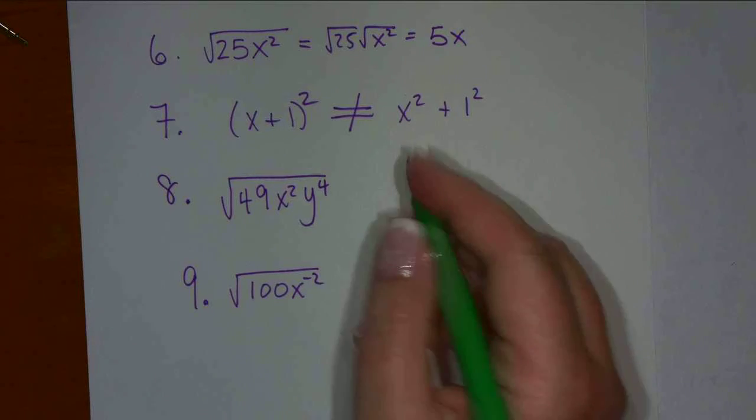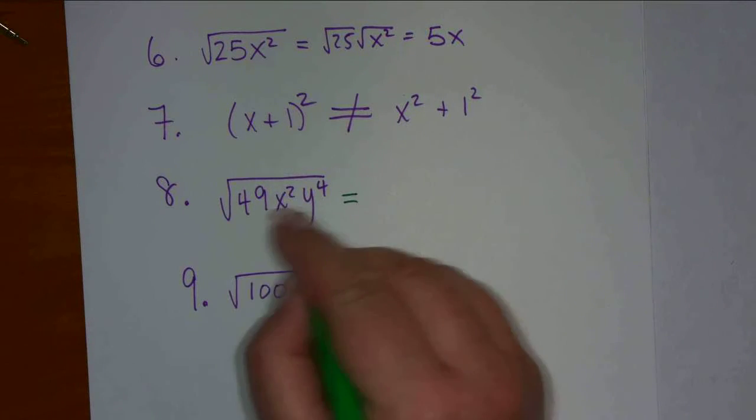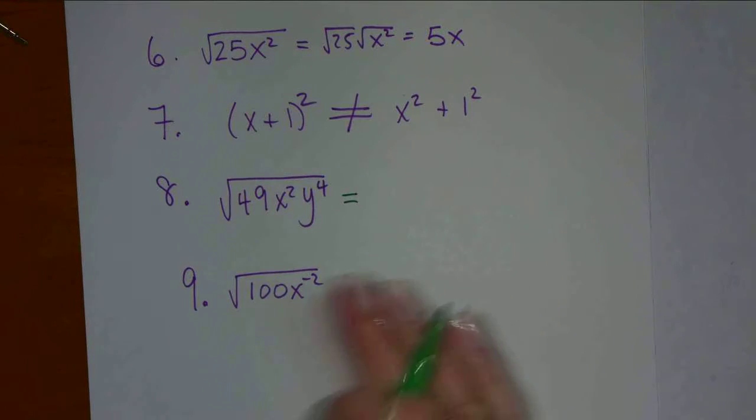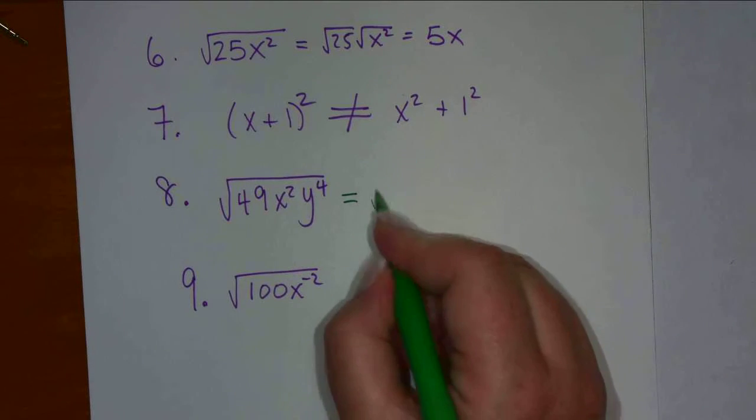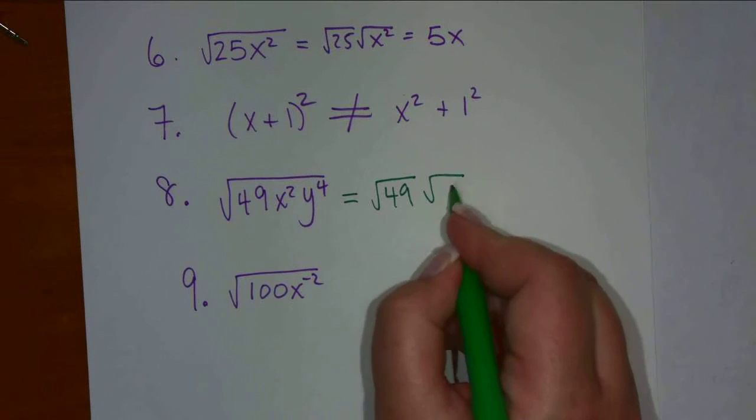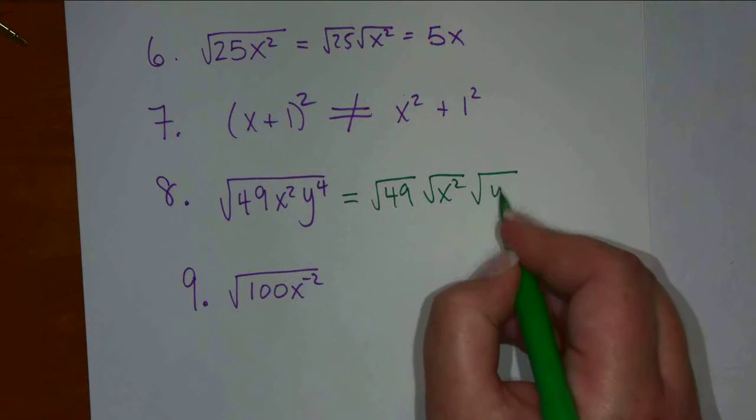All right. So there's no plus or minus signs, so we can take the square root of each piece individually. So you can do the square root of 49, you can do the square root of x squared, and you can do the square root of y to the 4.